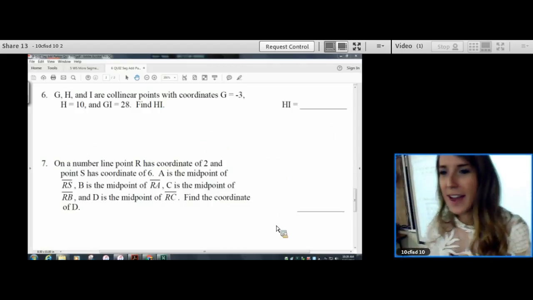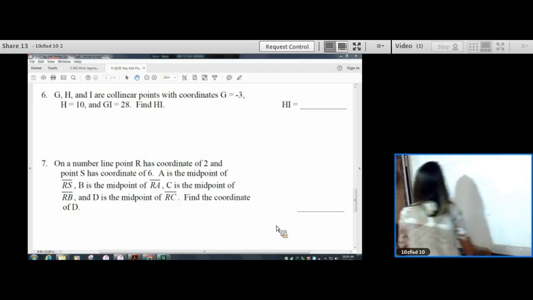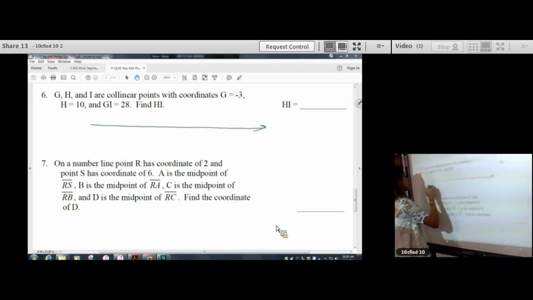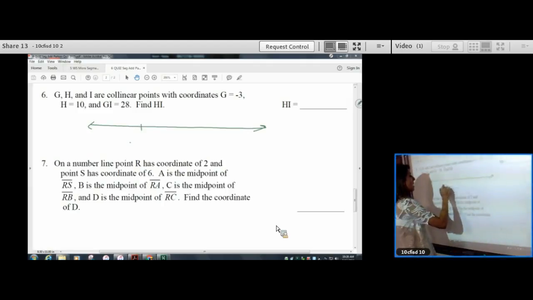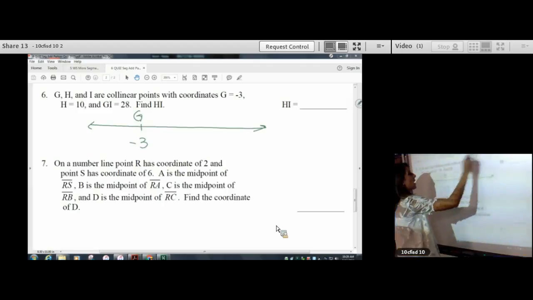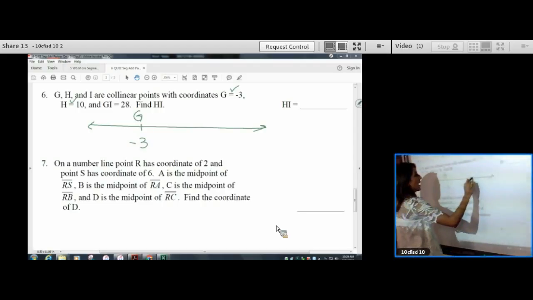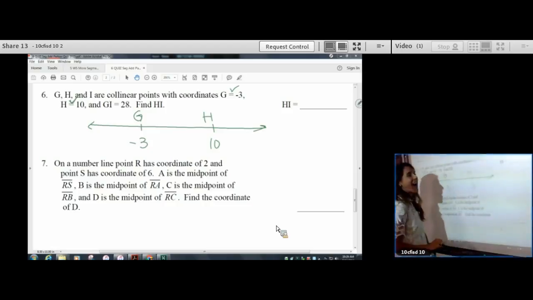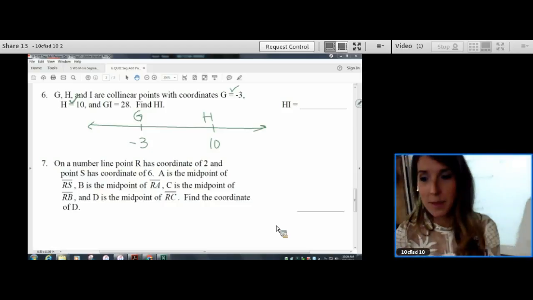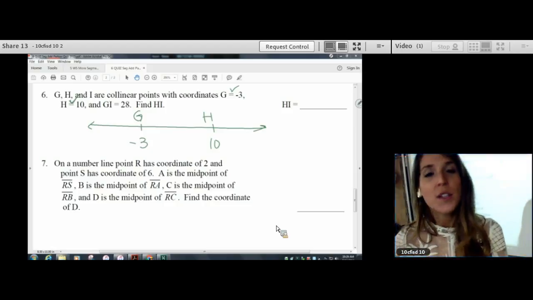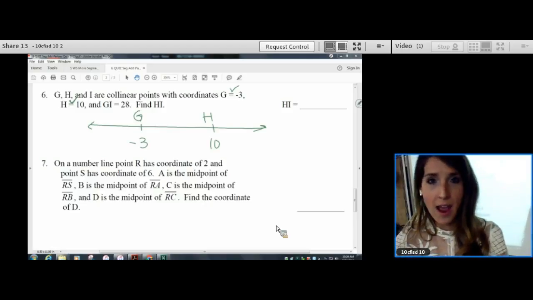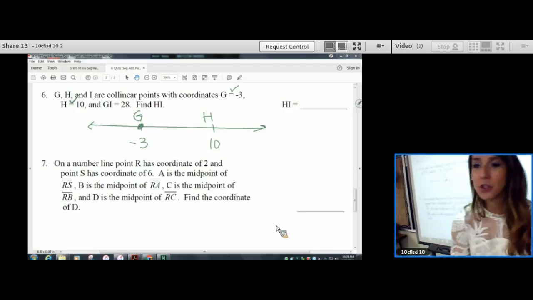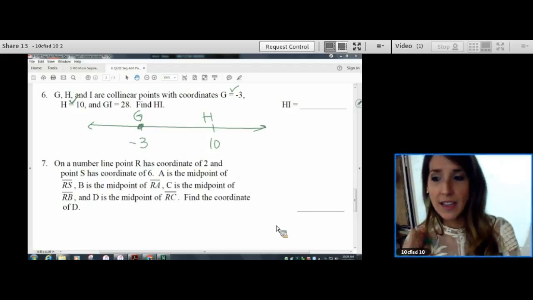Number 6, are you ready? G, H, and I are collinear points with coordinates. All right, I better draw a number line. I know that G is at negative 3. Check. I know H is at 10. Check. And then I know that the length of segment GI is 28. So I need to figure out where to put I. But I know if I begin at G and I travel 28, I will land at I.